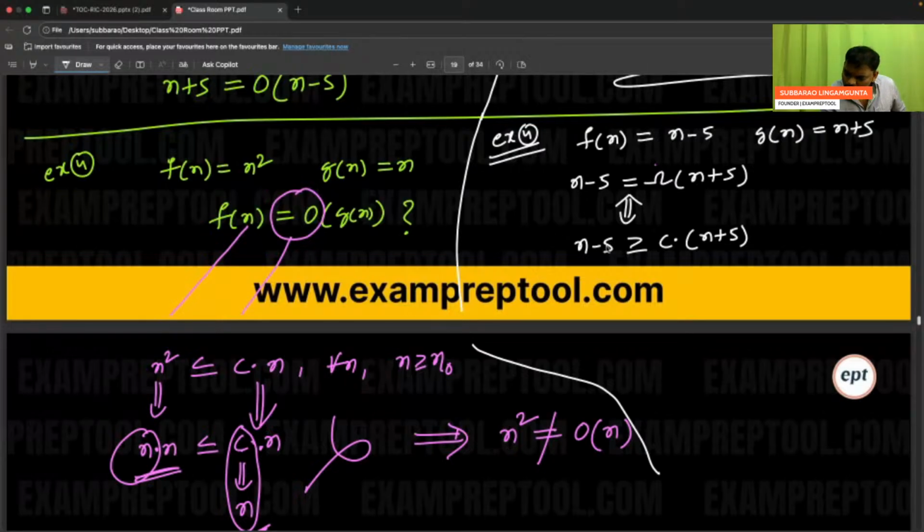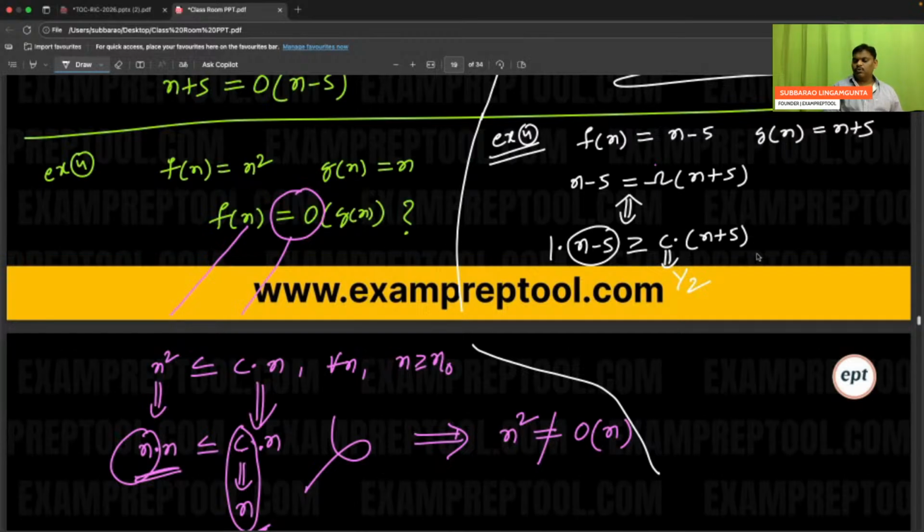Everyone observe here. On the left side, 1 into n minus 5. The right side is some c into n plus 5. Actually, the left is n minus 5 and the right is n plus 5, so the right is already bigger. But I want to make the right smaller, which means making the left bigger. How? The left is 1 into n minus 5, the right is c into n plus 5. Let's make c as 1 by 2, half.